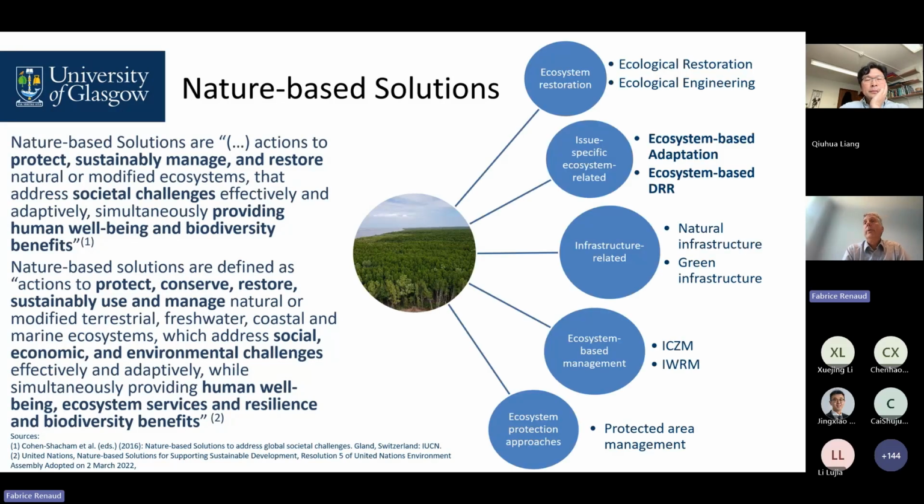And there is a whole suite of practices that fall under the umbrella of nature-based solutions. This is actually a categorization that was done by the IUCN back in 2016, ranging from efforts on ecosystem restoration to ecosystem protection approaches. In this presentation, I'm focusing principally on what are called issue-specific ecosystem-related approaches, and this is ecosystem-based adaptation and ecosystem-based disaster risk reduction.